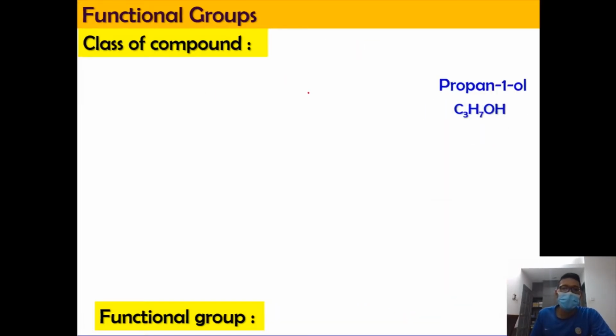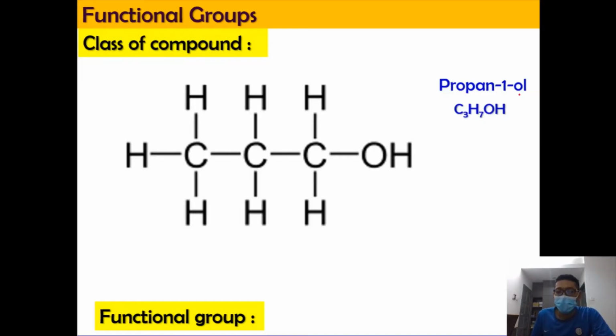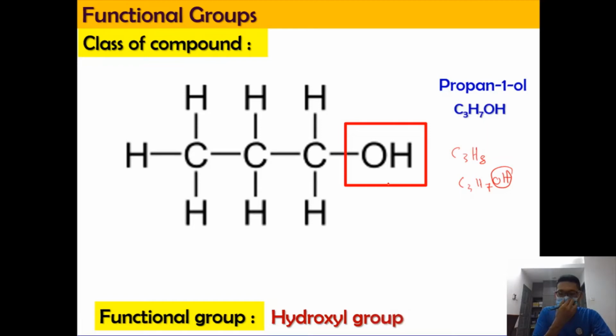Moving on, we have propan-1-ol, which is an alcohol. So propanol is basically the same as an alkane, but one of the hydrogens here is changed to OH. So that is why we have OH here. So OH here means that it has a hydroxyl group as the functional group. So when there is an OH group here, it basically means that the class of the compound is alcohol.